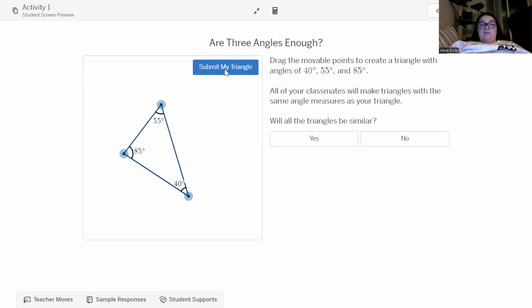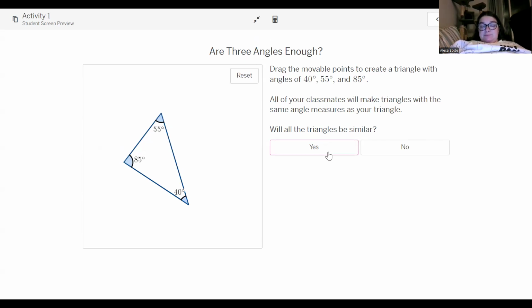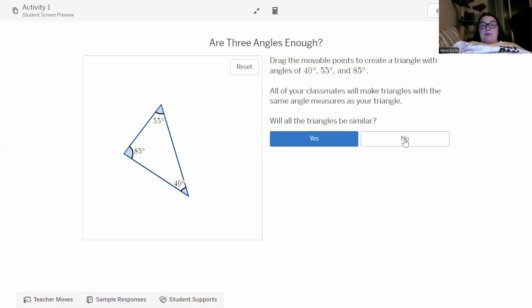And then this button will appear. So I have made my triangle with those three angles. Yours very well can look different than mine. Notice that this one's different than the first one I made. And it says, do you think all of the triangles that we all made, my triangle, your triangle, the person sitting next to you's triangle, do you think they will be similar? So go ahead, pick yes or no. It's up to you what you want to pick, and we are going to go ahead and explore that.